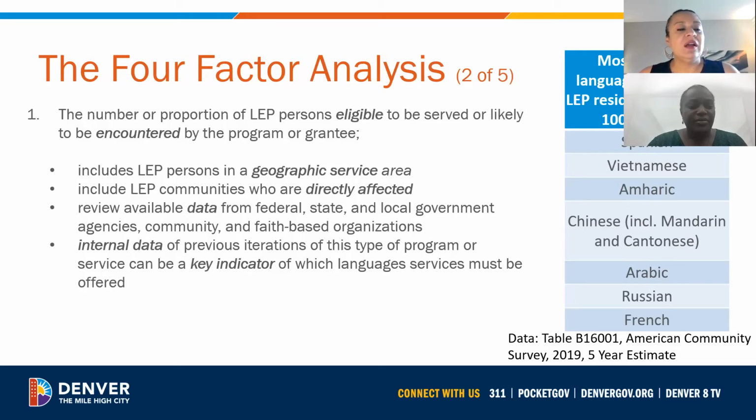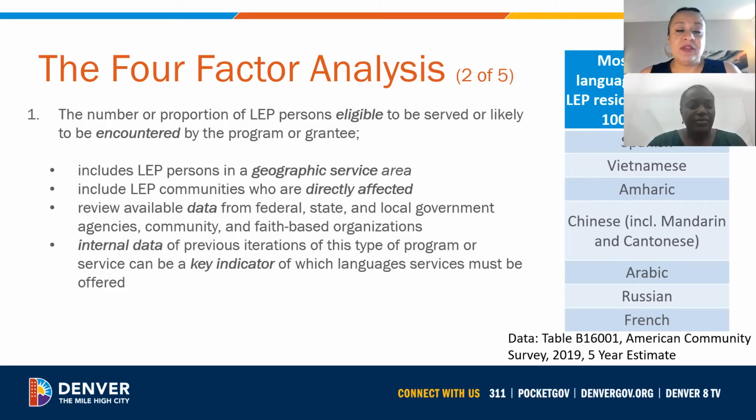So again, other helpful things is including the LEP persons in your geographical area, who is directly affected of LEP communities of the program or services you're going to offer. And you can also review data from, again, federal, state, and local government agencies. This is one of them, which is the American Community Survey. But you can also reach out to the community and other organizations within your service area.